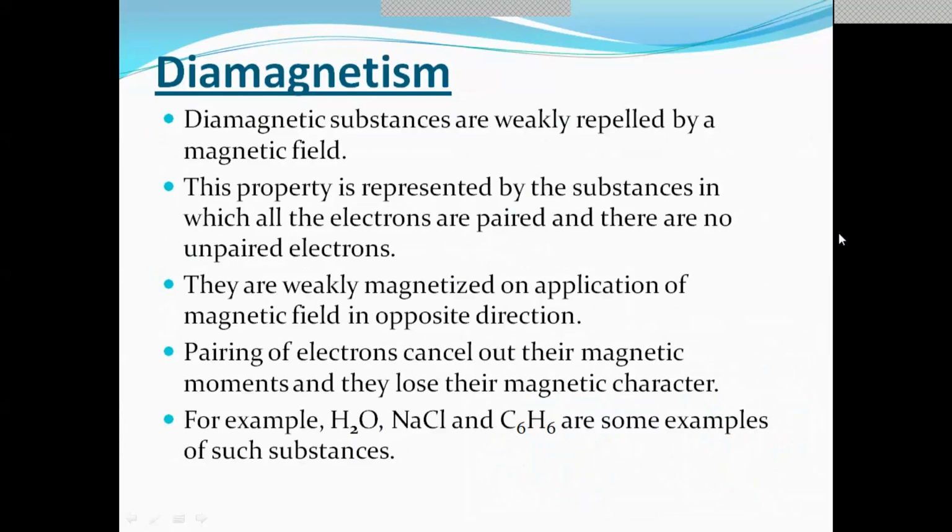Next magnetic property is diamagnetism. Diamagnetic substances are weakly repelled by a magnetic field. It is shown by those substances in which all electrons are paired. Or you can say, if there are no unpaired electrons in an atom, such substances exhibit diamagnetic nature.